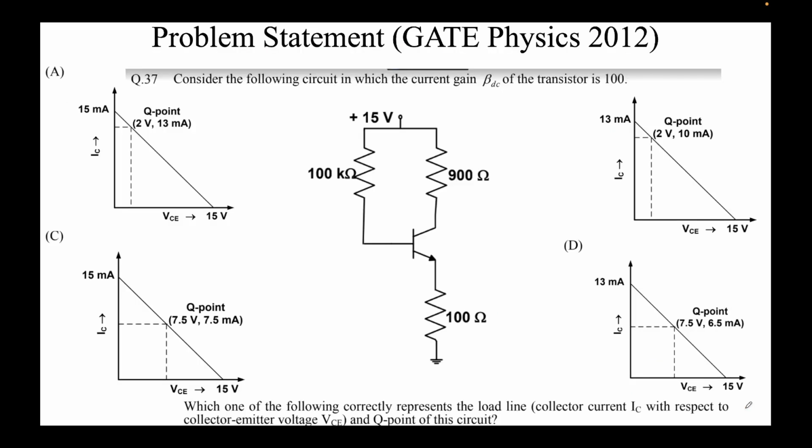So let's go back to the question. We obtained the Q point as 13 milliamps and approximately 1.9 volts. So option A, 13 milliamps and 2 volts. So the Q point we have obtained.